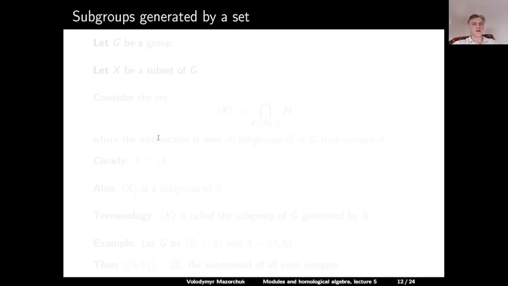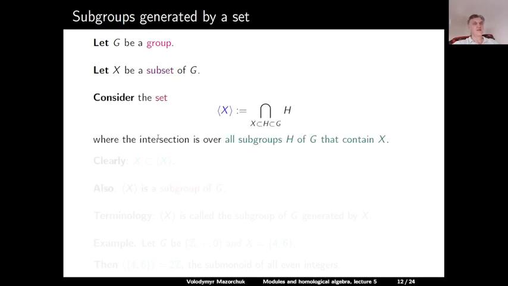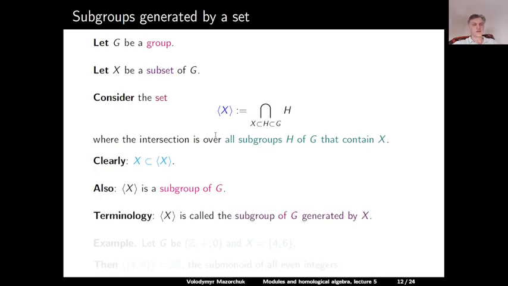Next, let us talk about all this in the setup of groups. Let G be a group and X a subset of G. Consider the intersection of all subgroups in G which contain X. We denote this intersection by X in these triangle brackets. Clearly, X belongs to this intersection, and this intersection is a subgroup of G. The terminology: this intersection is called the subgroup of G generated by X.